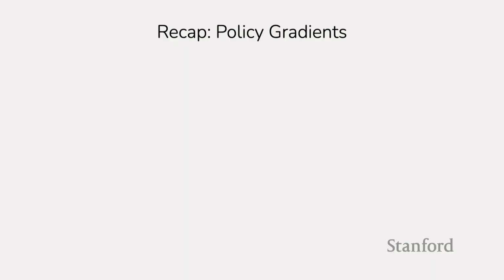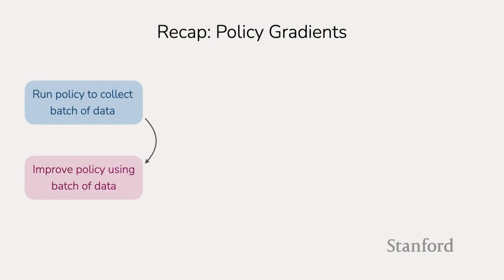Let's recap what we've talked about the last couple lectures to lead into today. So for policy gradients, we started with our first reinforcement learning algorithm, where our goal was to run a policy to collect a batch of data and improve the policy using that batch of data, and then repeat this process so that your approach can get better and better with experience.